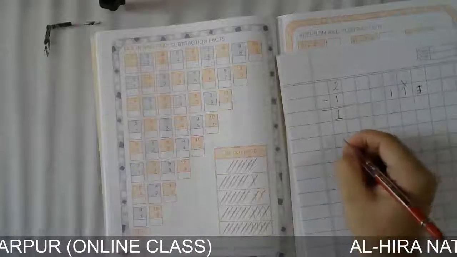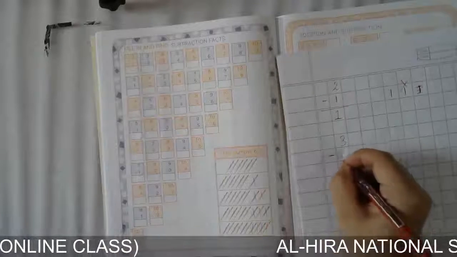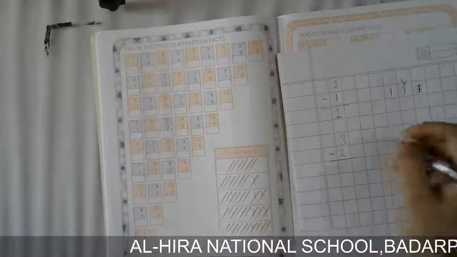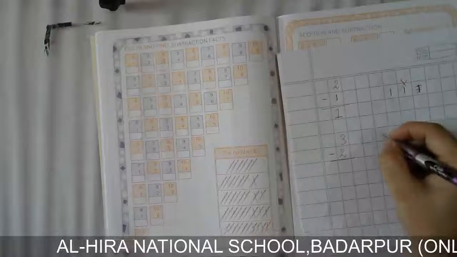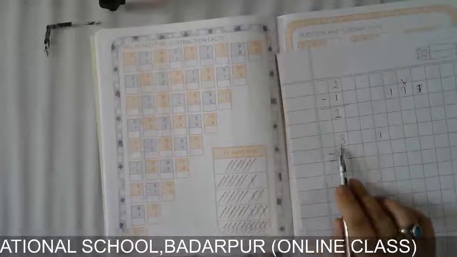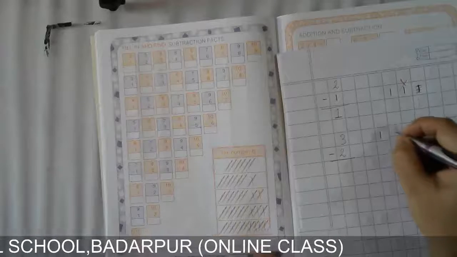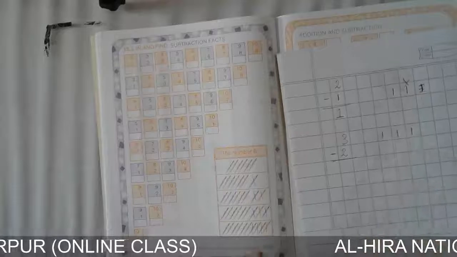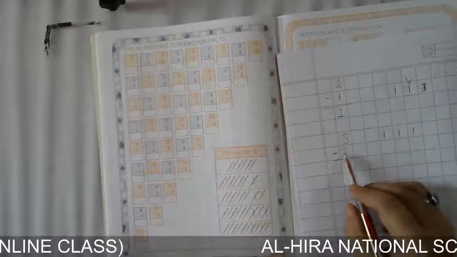Next one is 3 minus 2. So how will you do this one? We will do it like this. 3 is given here, so I wrote 3 lines, 1 2 3. And after that, what do we have to subtract from 3?